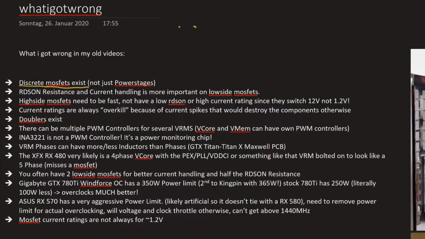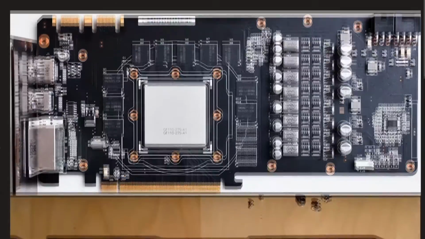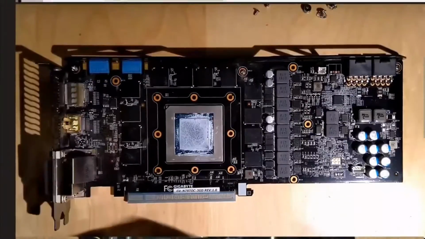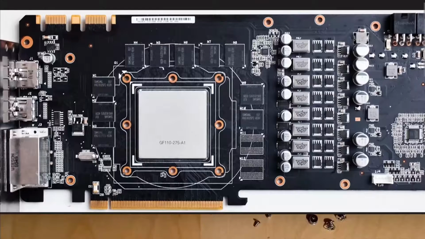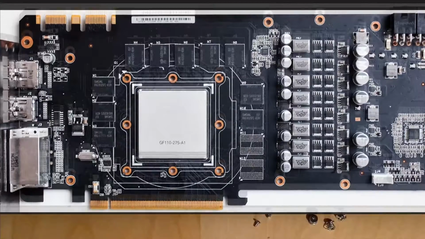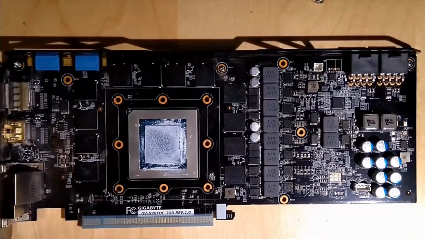discrete MOSFETs exist. So here we have two graphics card PCBs. This one here, this is my Gigabyte GTX 780 Ti WindForce, and this over here is an Asus GTX 570 DirectCU 2. Now you can see the VRM over here. This is the VCore VRM of this graphics card, and you can see you've got 1, 2, 3, 4, 5, 6, 7, 8 inductors, and each inductor has a power stage. And then you've also got the VMEM VRM over here, but that's not really interesting for now.